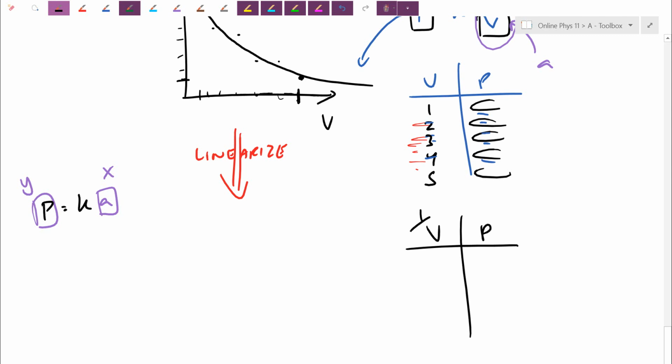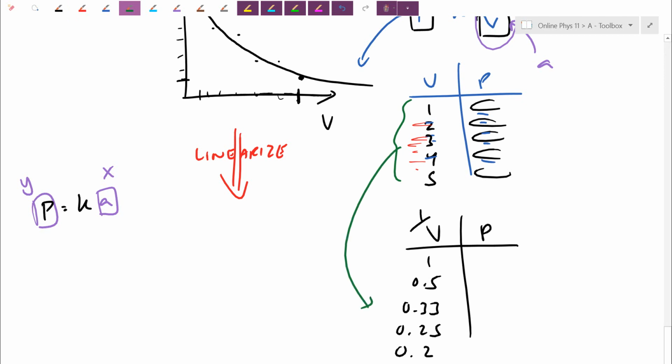So I do a little bit of math. 1 over 1 is 1, 1 over 2 is 0.5, 1 over 3 is 0.33, 1 over 4 is 0.25, 1 over 5 is 0.2, right? So I've taken the data set here. Sure, I've re-expressed them. I haven't made up any numbers. But what I've actually done is hide that ugliness, that fraction relationship. I'm going to keep the pressure the same because my formula says pressure should be proportional to this new unit.